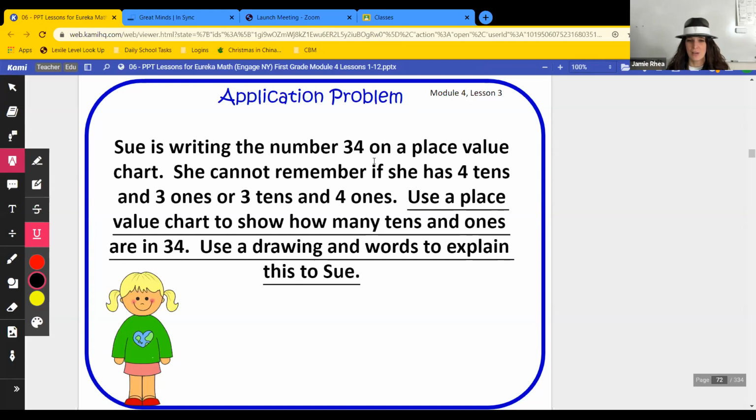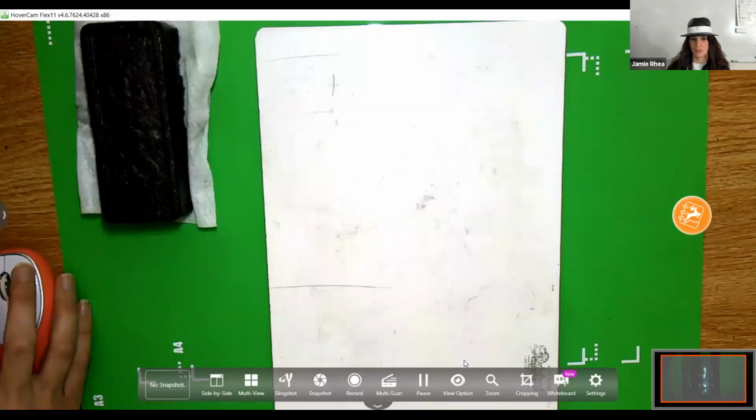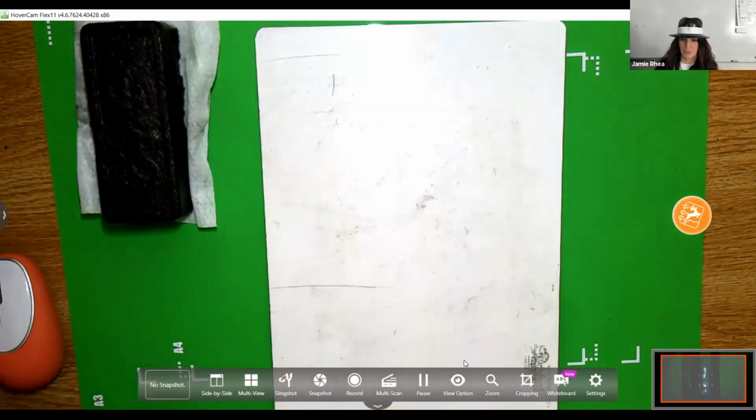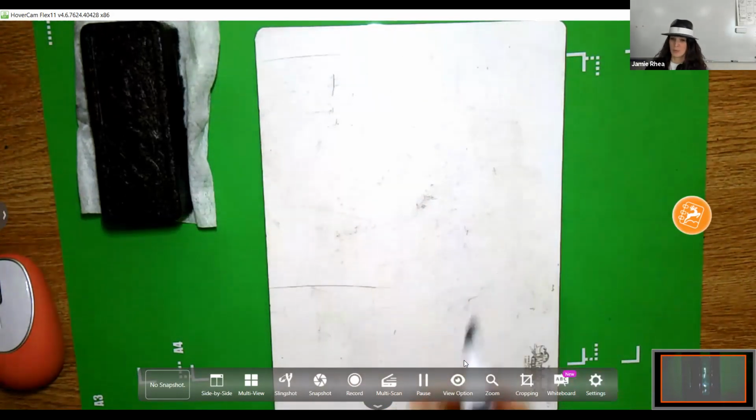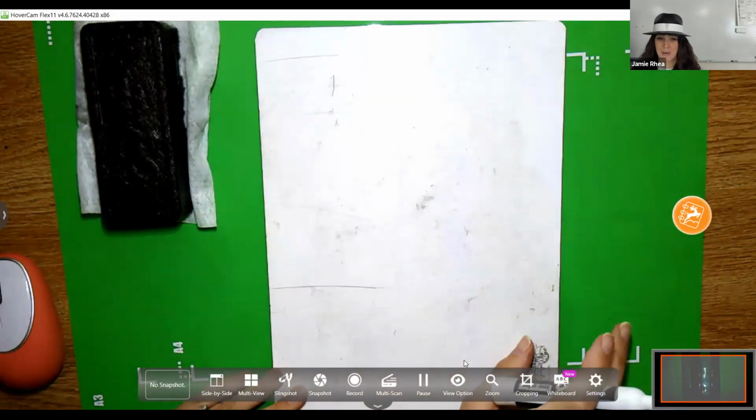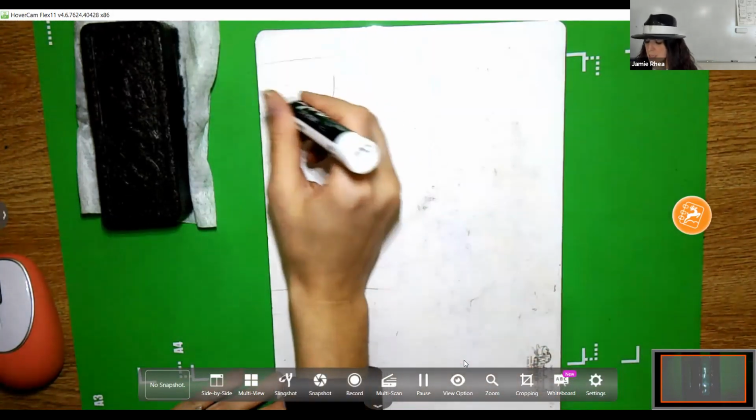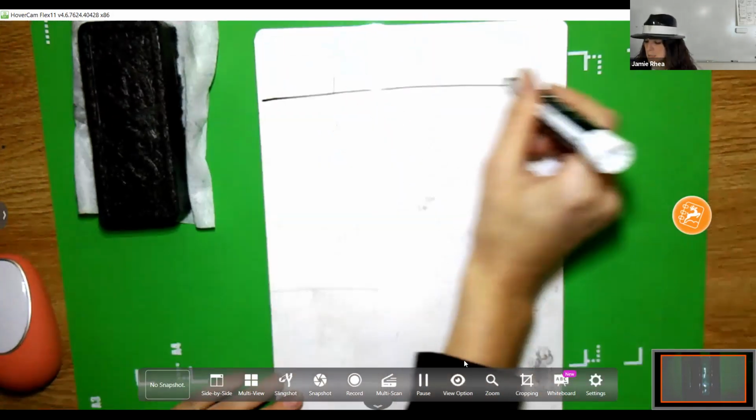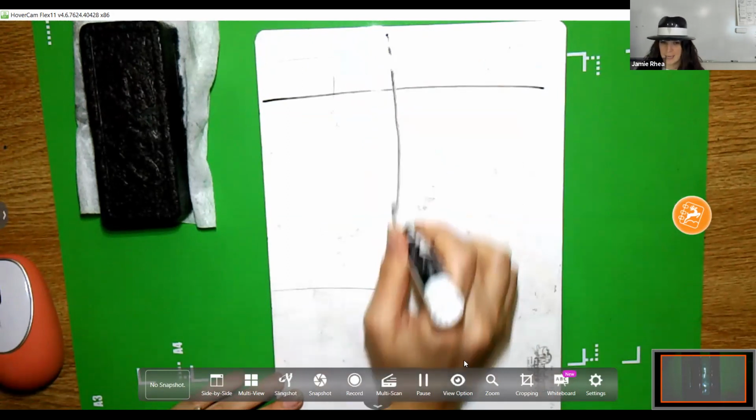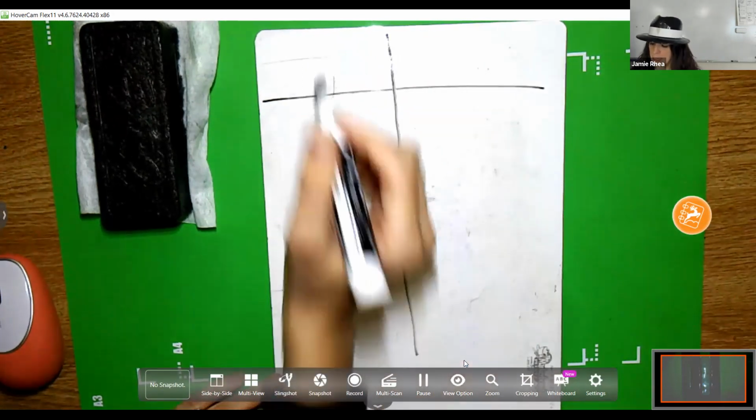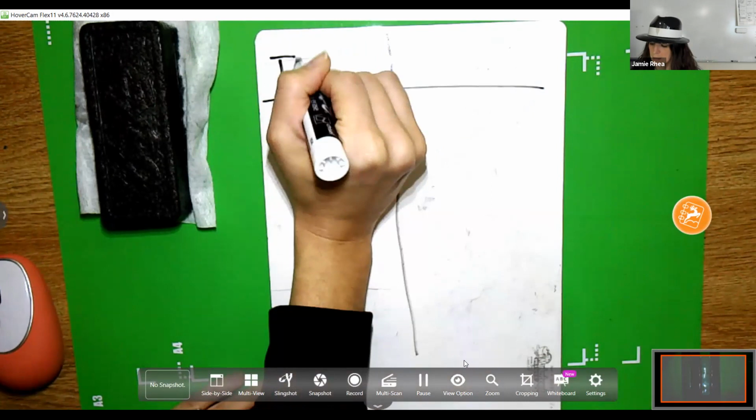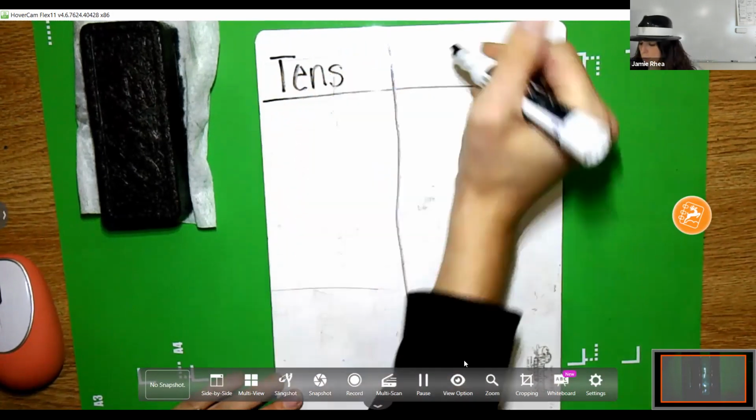So we need to figure out the number 34. So I'm going to share my board. Ta-da! I'm going to make a place value chart because remember, we don't have one. So we're going to make one. So I'm going to make the T. Remember my T? Looks like that. And we're going to put tens and ones.